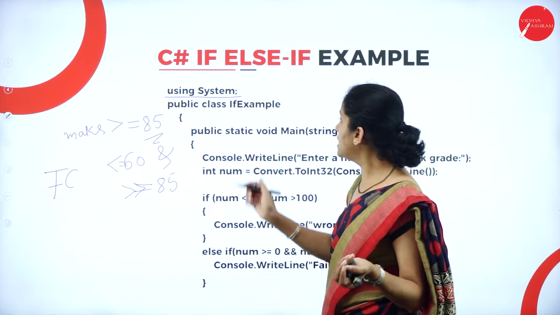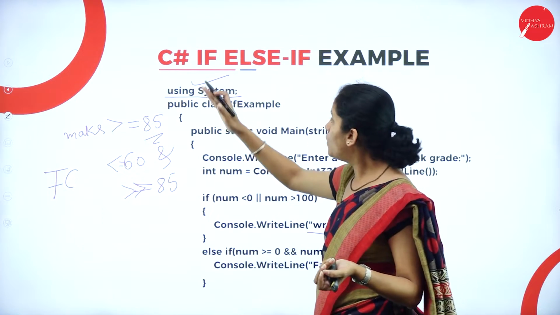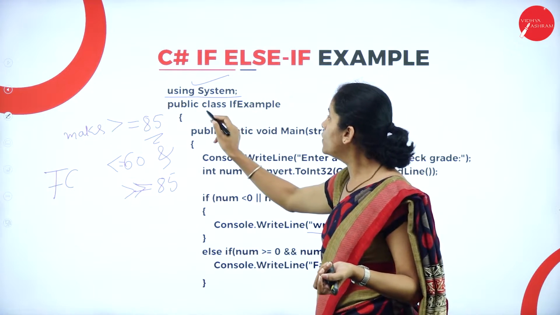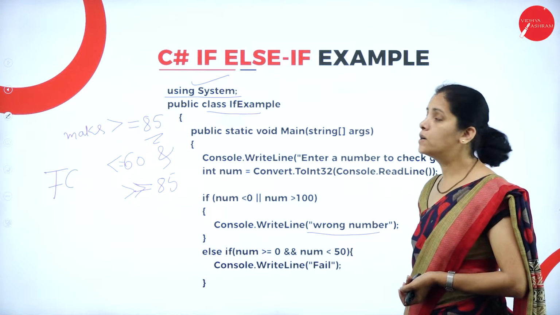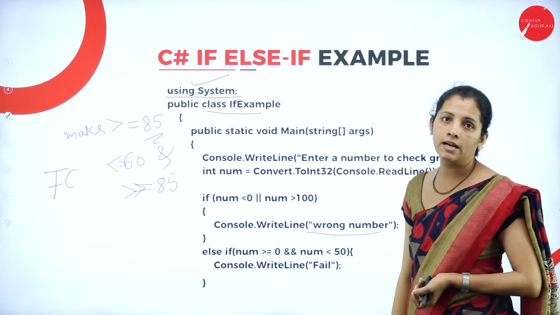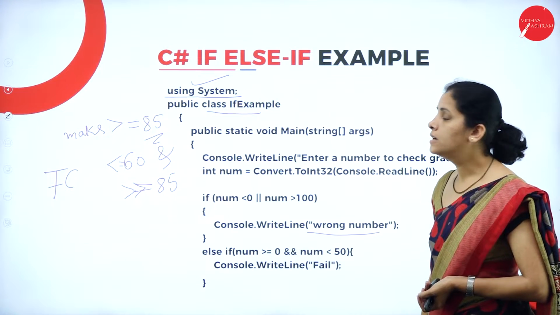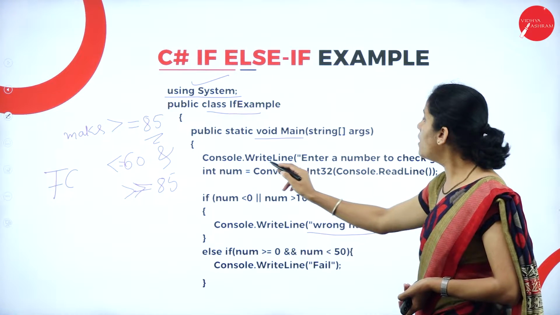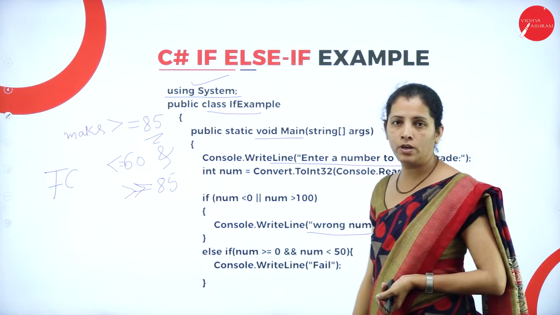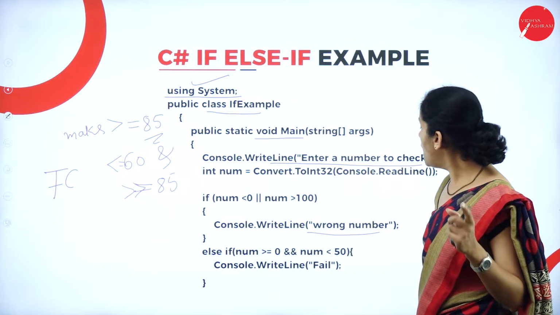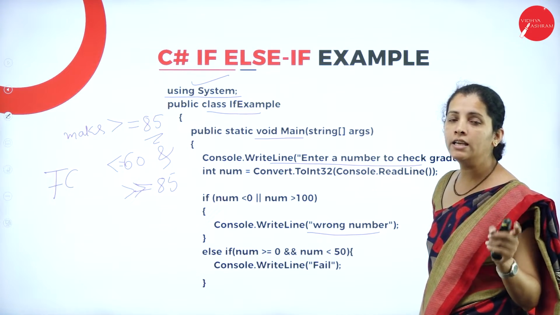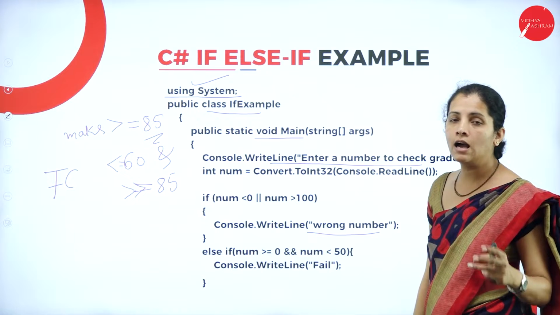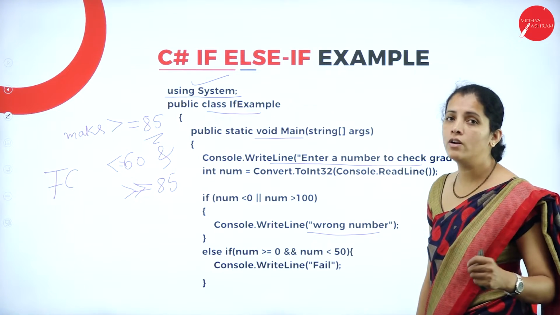So dear student, if I consider the first line, what is my first line? It is using System. Now I'm going to create my own class, and the name of the class is IfExample. Inside that, I'm going to write the main program. Now I'm going to read the input. That means I want to read the mark, or the number, in order to check distinction, first class, second class, or just pass or fail.